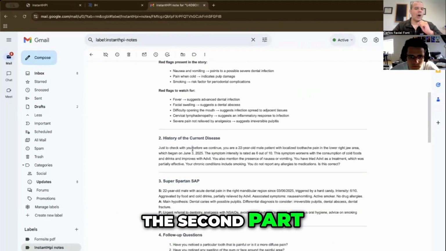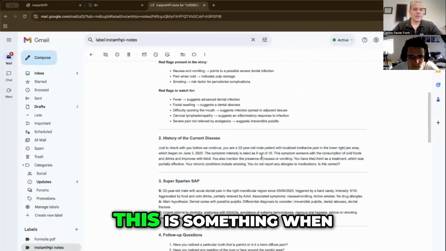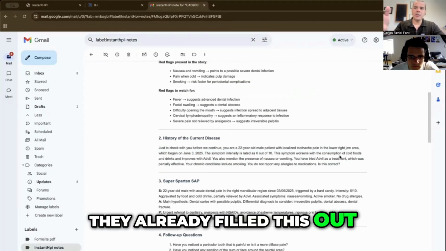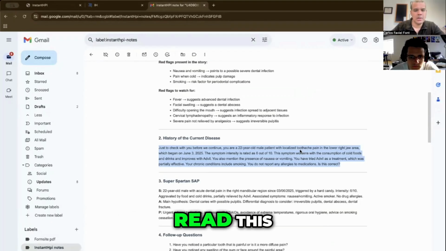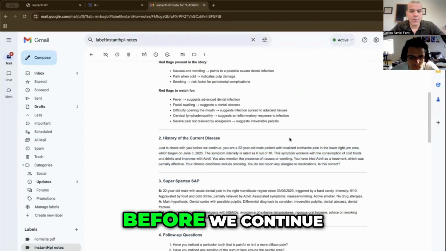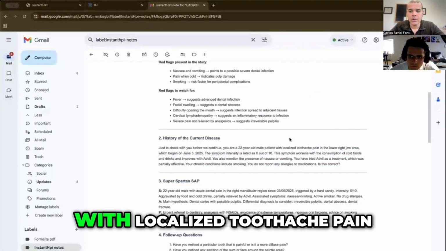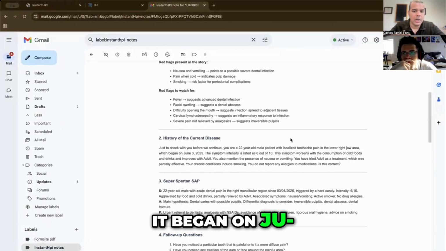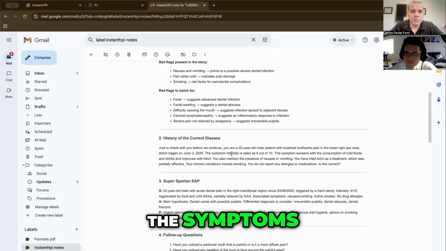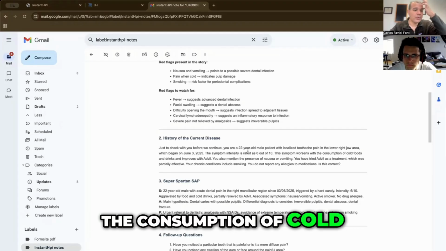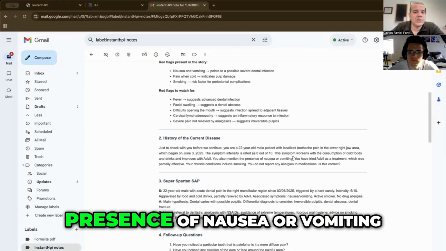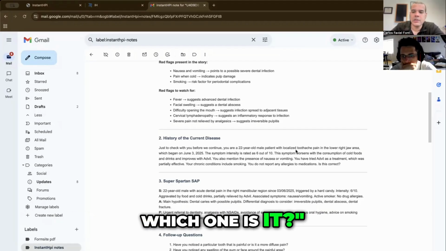The second part, our stuff is geared for telemedicine. This is something when I have a patient come into the clinic and they already filled this up, they will sit, I will literally just read this. Just to check with you before we continue, you're a 22-year-old male with localized toothache pain in the lower right jaw area. It began on June 3rd. The symptoms, you described the intensity rated as 6 out of 10. The symptoms worsen with the consumption of cold foods and drinks and improve with Advil. You also mentioned the presence of nausea or vomiting. Which one is it? Then they'll tell me.